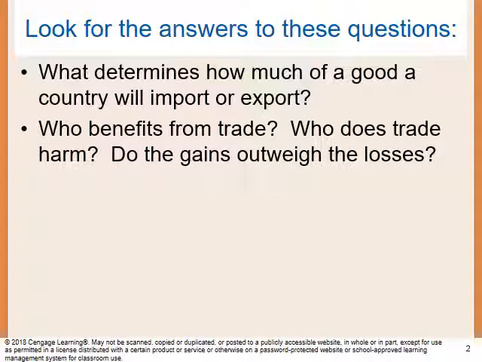We will also talk about what the benefits from trade are, who gains from trade and who loses from trade, and whether the gains actually outweigh the losses. So that is one analysis that the concept of consumer surplus and producer surplus will help us to understand, to see who will benefit from trade and if the benefits are greater than the costs or the losses.